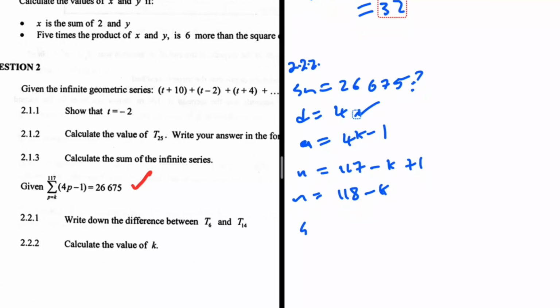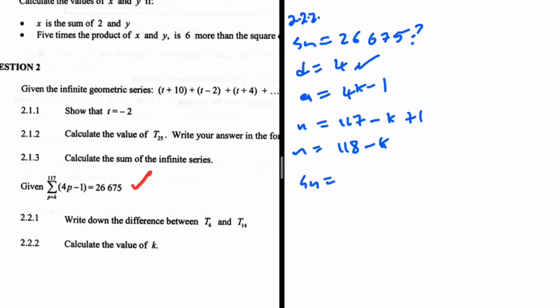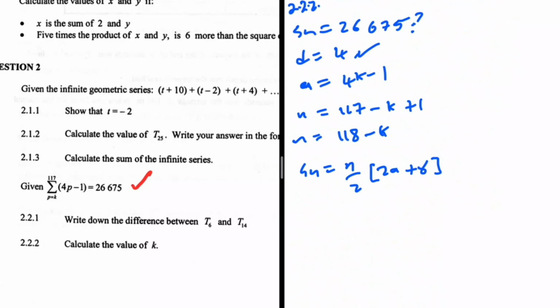So I can set up my equation, therefore, Sn is equals to, I'm thinking, n over 2 multiplied by 2a plus n minus 1 multiplied by d. Or plus L, where L is the last term. I think that is the easier way of doing it, because I know that the last term is 467.